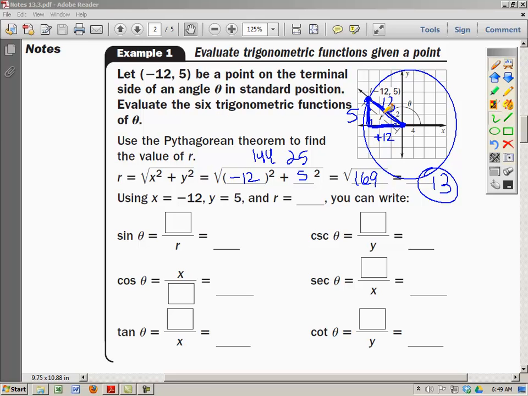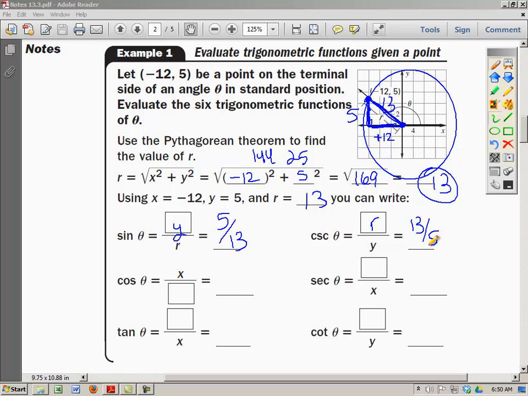All right, and so looking back at the previous page, using x equals -12, y equals 5, and r equals 13, we can fill in the 6 trig ratios. We know that sine is y over r. Okay, and so because it's y over r, we just take the y value from the ordered pair, 5, and we put it over the radius, which is 13. The cosecant is the reciprocal of that, which is r over y, and so this becomes 13 over 5.